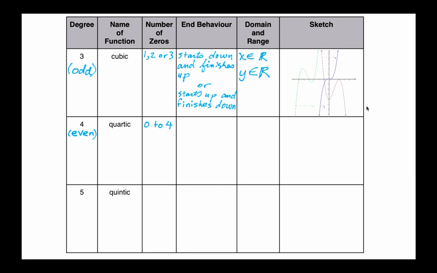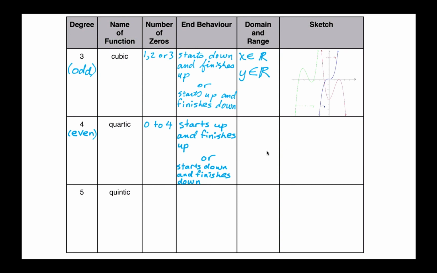So what you'll notice is that for even functions, they can have no zeros up to a maximum of whatever the degree of the polynomial is. The end behavior is also the same for all even polynomials, which is they start up and finish up, or they start down and finish down. This is the case when the lead coefficient is positive. This is the case when the lead coefficient is negative.